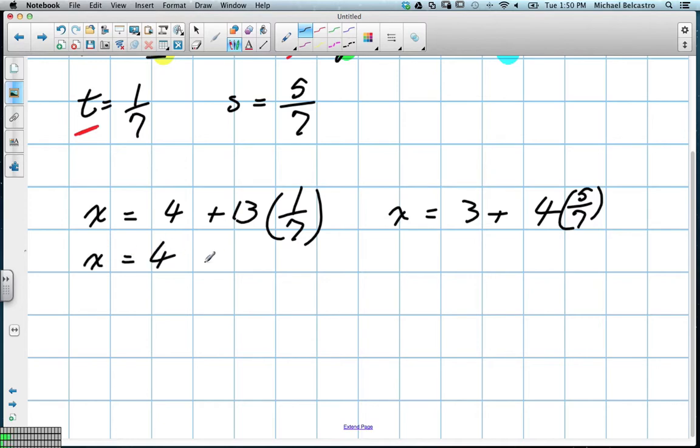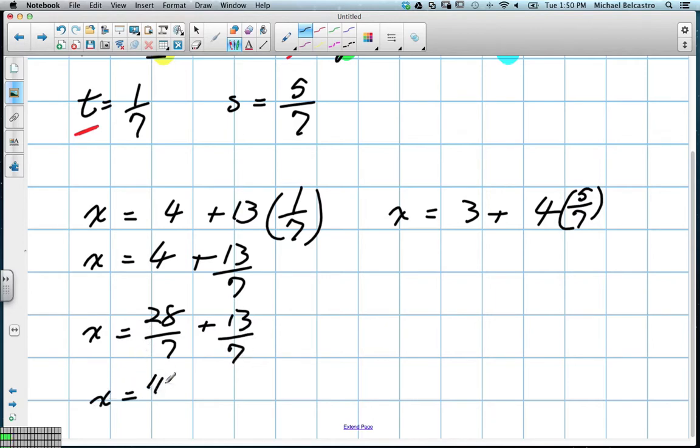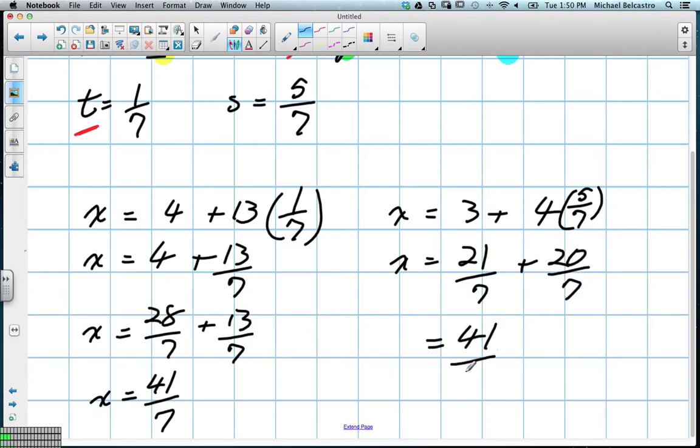x is equal to 4 plus 13 sevenths, which is x is equal to 28 over 7 plus 13 over 7, 41 over 7. Let's see if we get that here. X is equal to 21 over 7 plus 20 over 7. We got 41 over 7. Okay, so those x coordinates work out, but it doesn't mean it's perfect. We do have to test the y's and the z's.